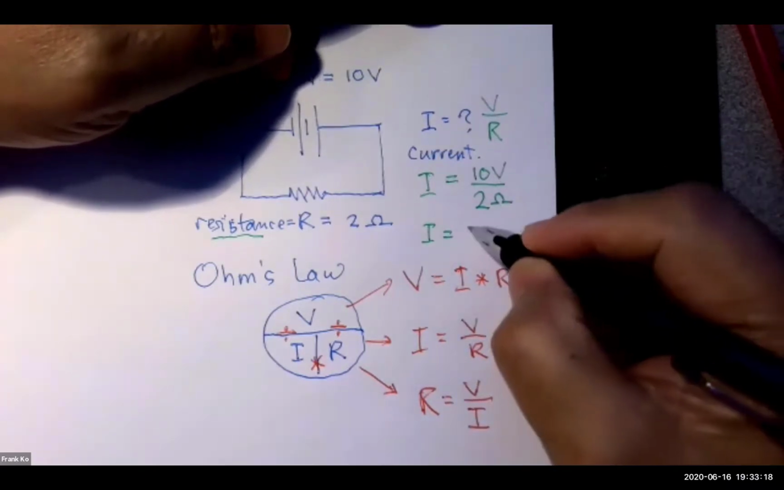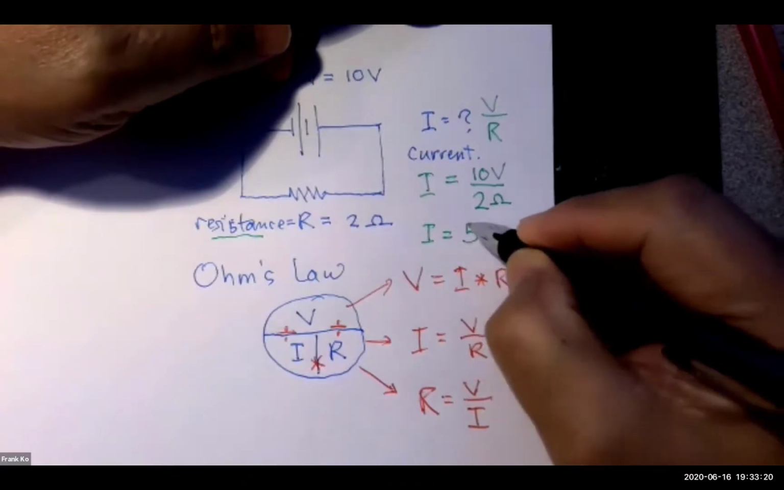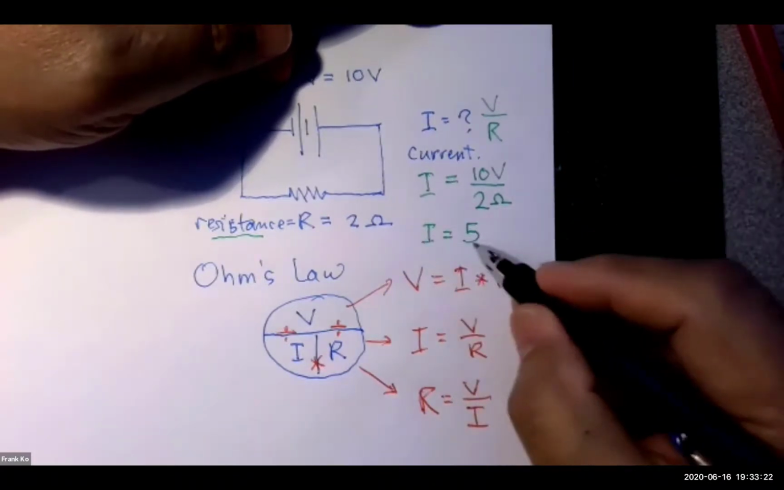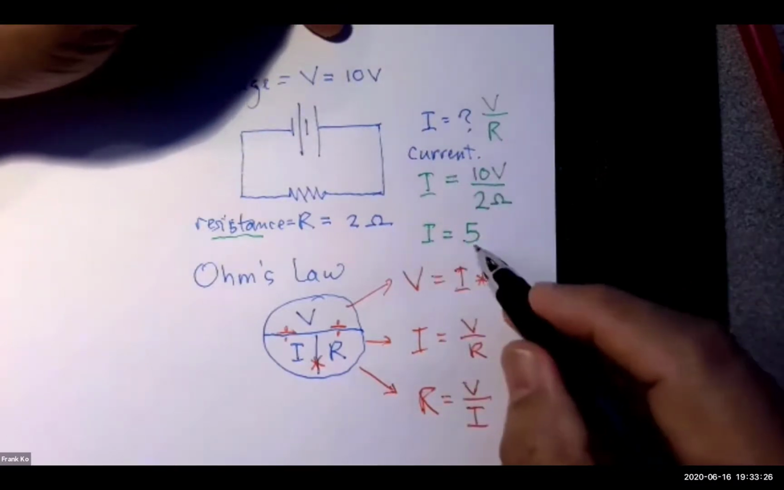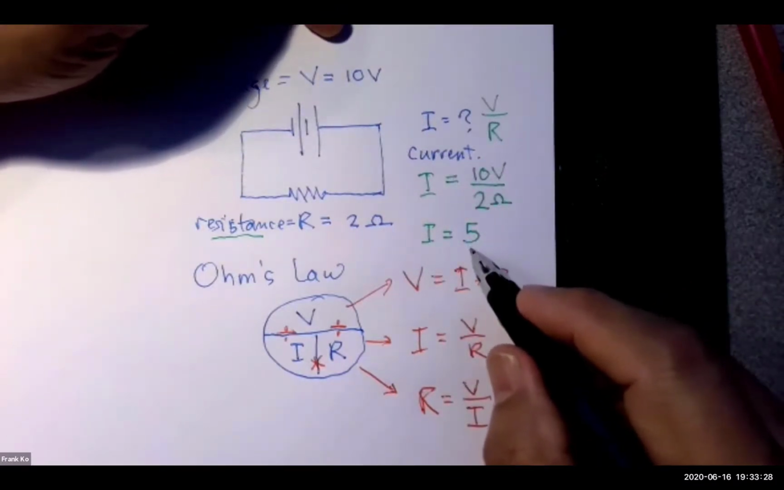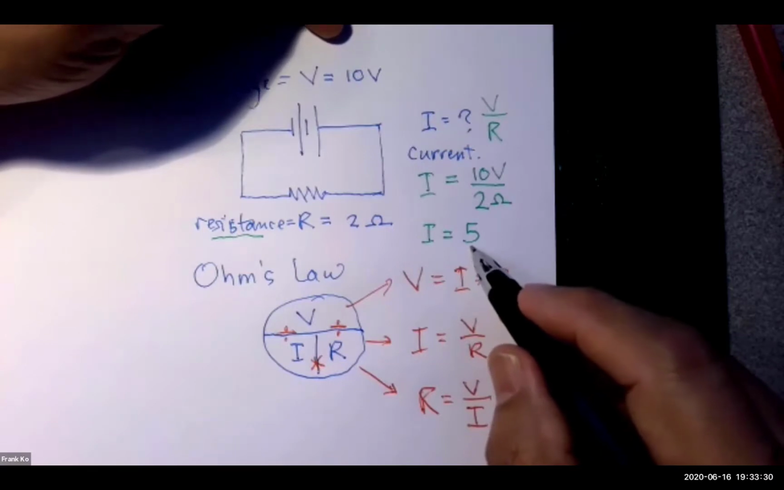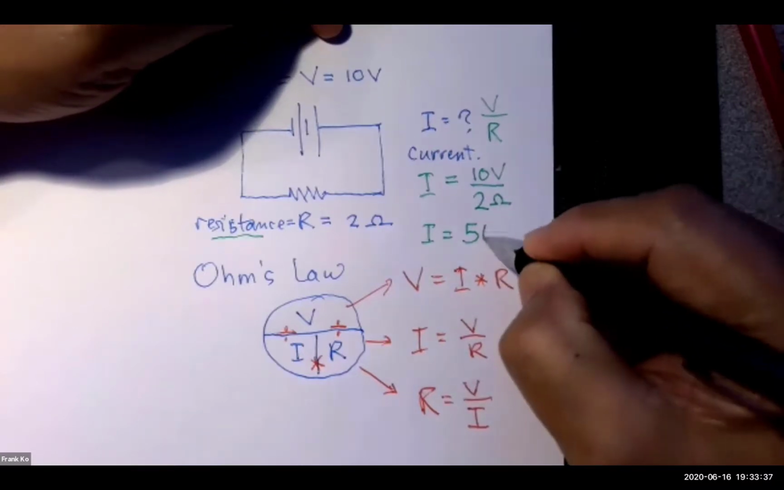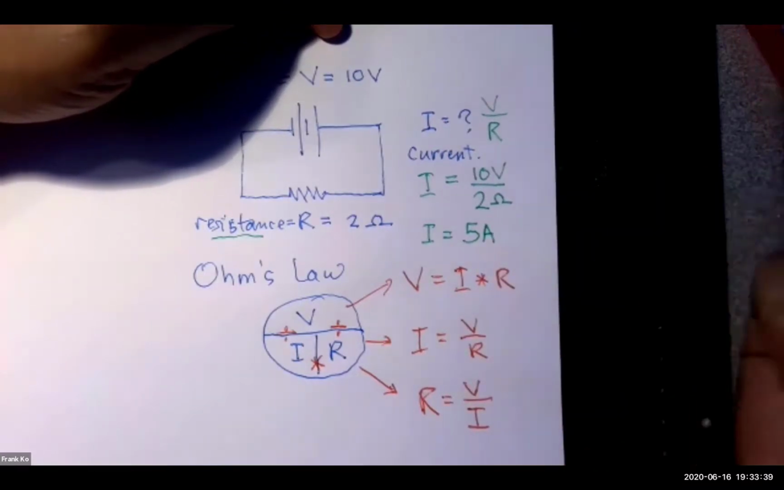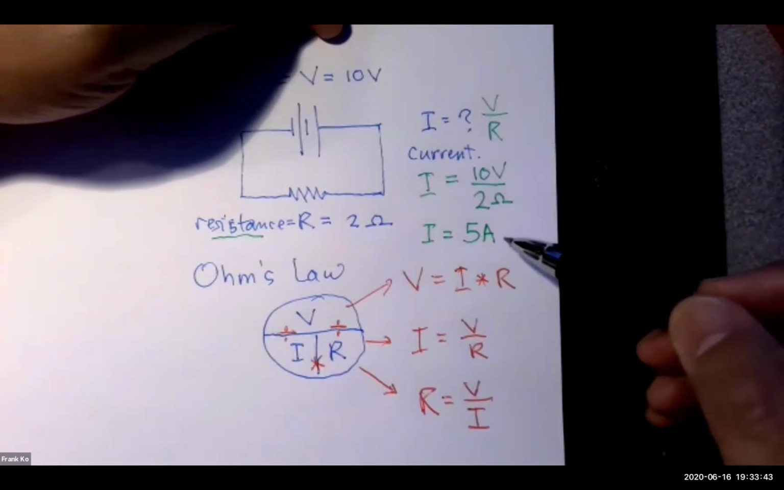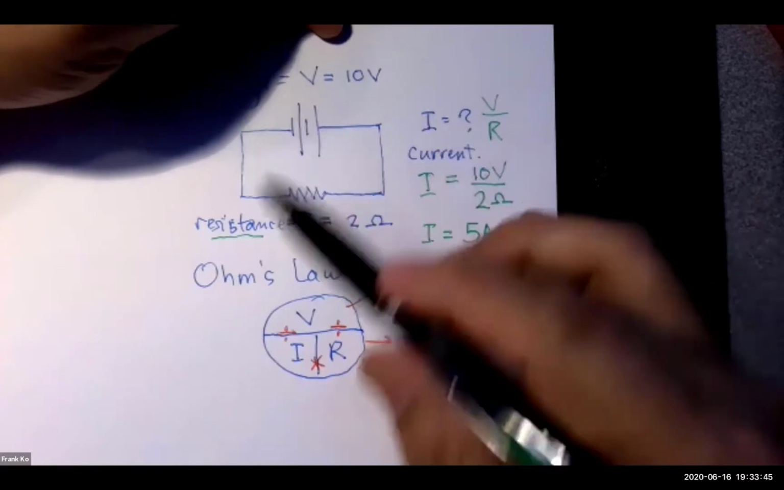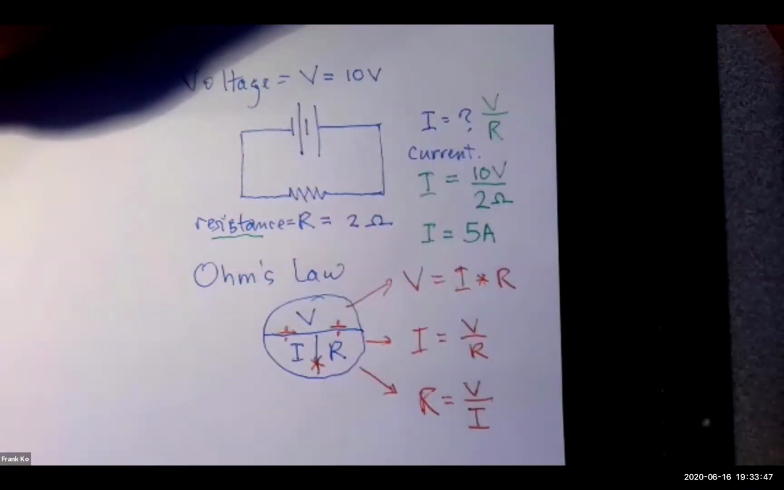So 10 divided by 2 will give us 5. But what do I write here? Do I write 5i? No, I is the symbol for current. But what are the units of current? Well, according to our chart, the units for current is amps or amperes, yes? So what is the symbol for amperes? Capital A. And that would be the answer. And that's how you would use the omega. That's how you would use the A when we go to do a circuit analysis.